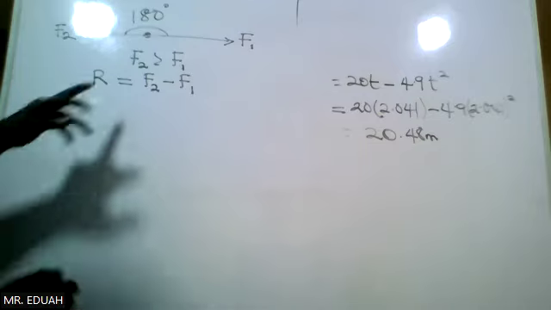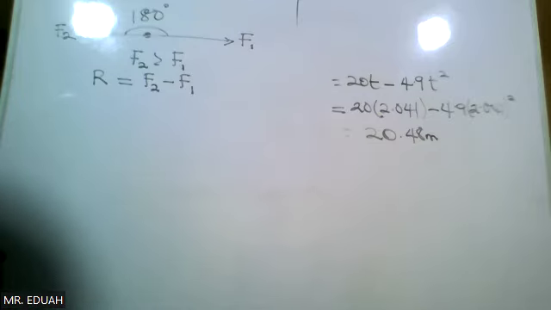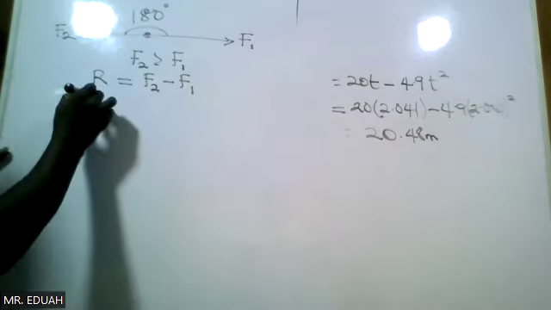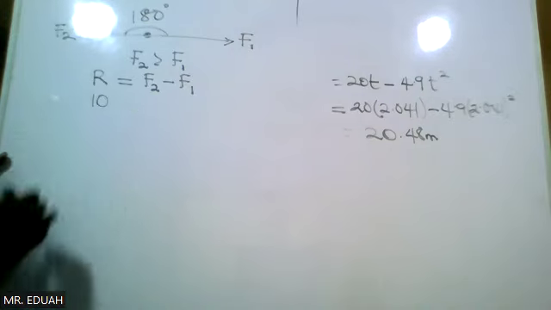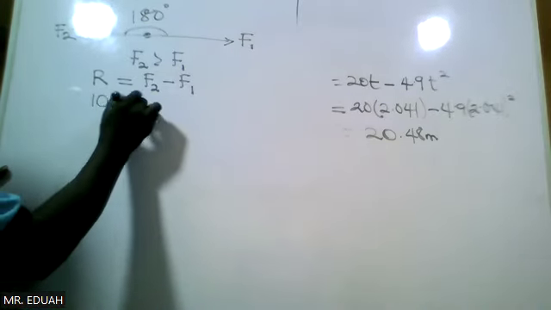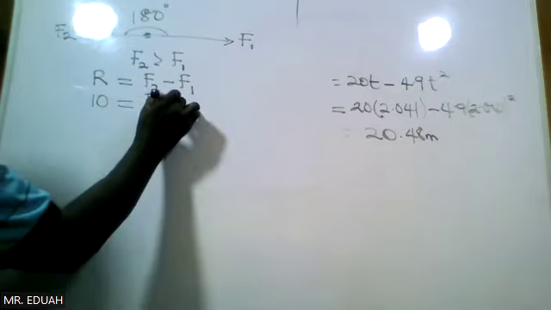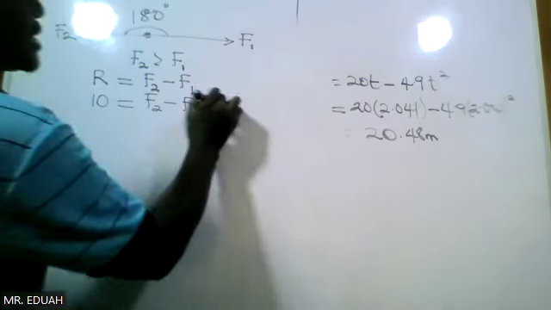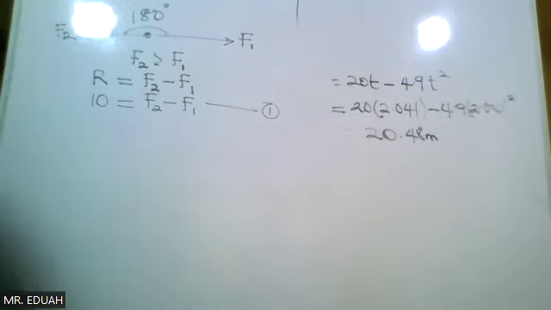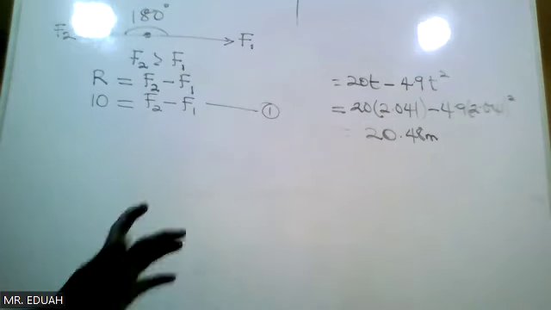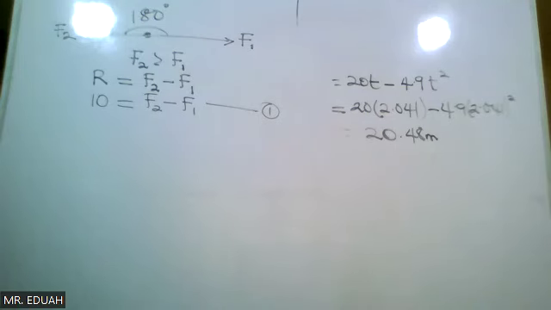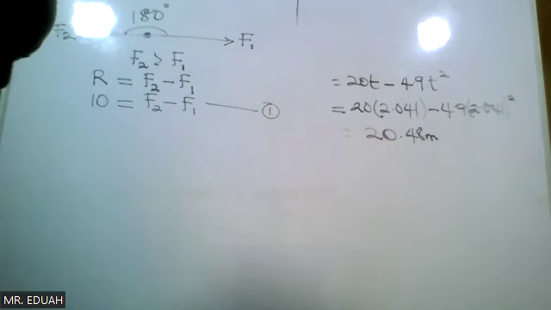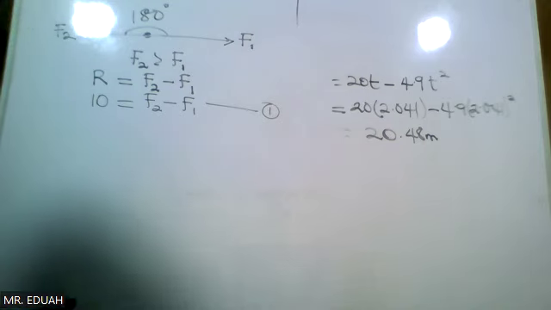So if F2 is greater than F1, we are told the resultant force is 10 Newton. So 10 is equal to F2 minus F1. And this is equation 1. Are you okay with equation 1? Yes, please. Then if, Sir, please, could you come again?